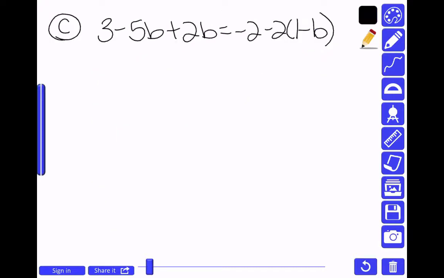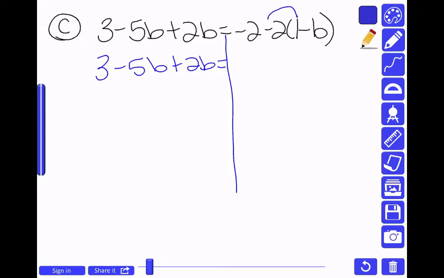Here's a bit of a longer problem. 3 minus 5b plus 2b equals negative 2 minus 2 times the quantity 1 minus b. So I'm going to distribute first. There is nothing to distribute on the left side, so I'm going to just go ahead and leave it like it is. I'm going to distribute this negative 2 to the terms inside the parentheses.